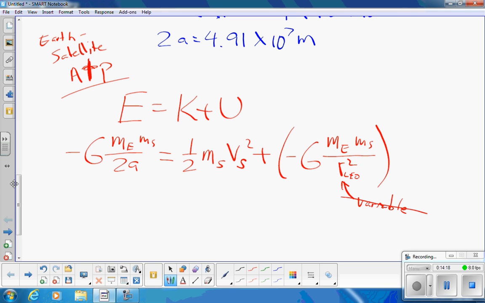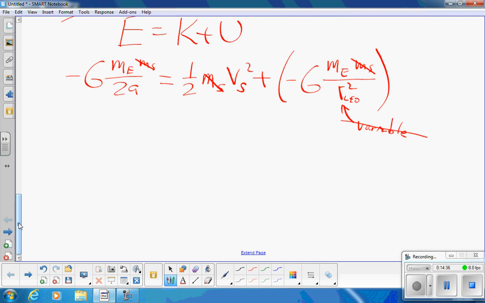Okay, so I believe that we know, okay, we don't know mass of satellite, but look at this, boom, boom, boom, it cancels out. And I think we now know everything else that we need to find V_s, the speed of the satellite. So let's be a little careful here with the algebra. I'm going to add this term to the other side and multiply through by 2.